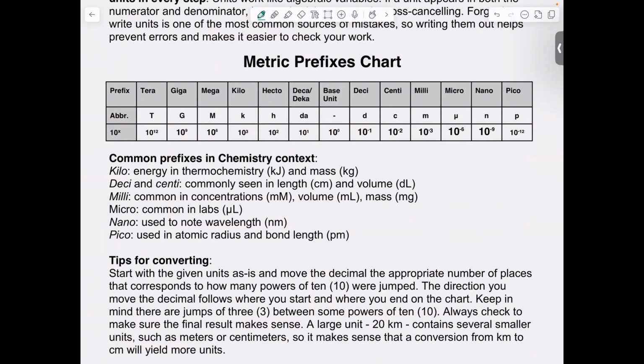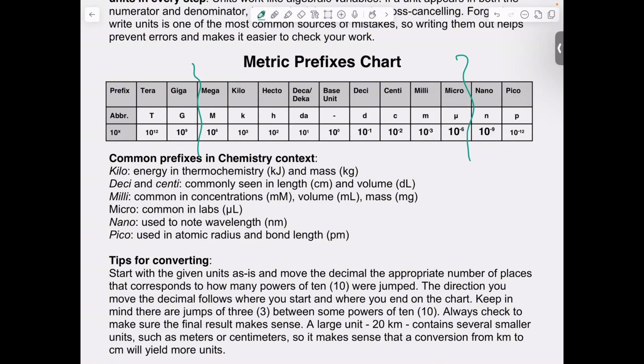And it's critical to know what prefixes you need to know. When I took general chemistry, I was expected to know all of these: tera, giga, mega, kilo, all the way down to pico. If you're in high school or maybe even intro to college chemistry, you might just need to know maybe here to here, right? So it's essential to know what prefixes you are responsible for memorizing.